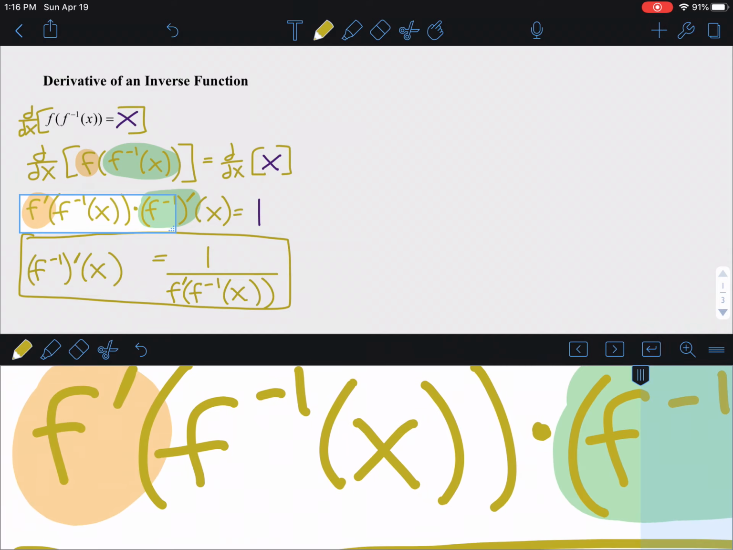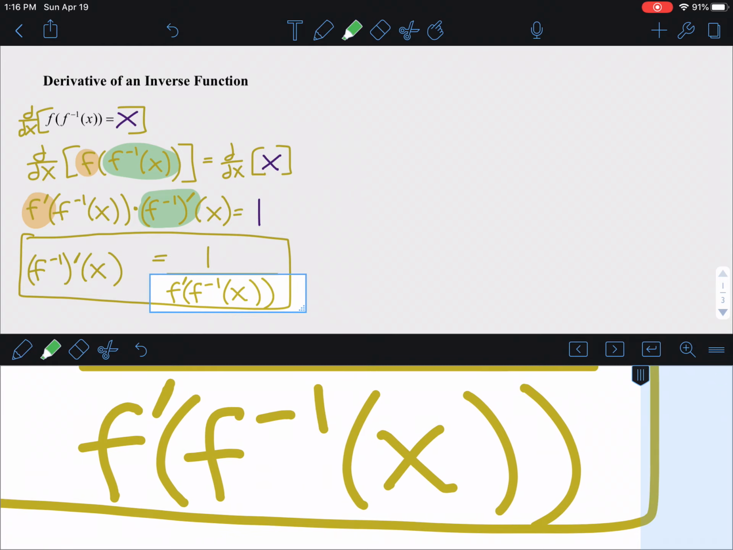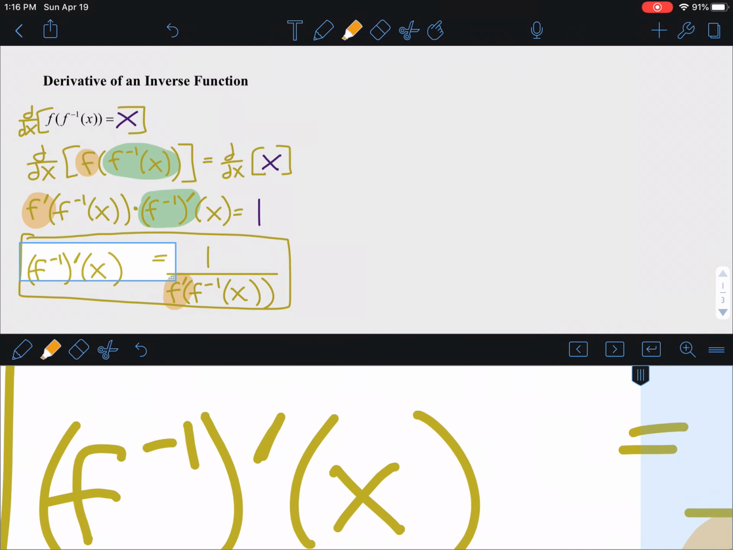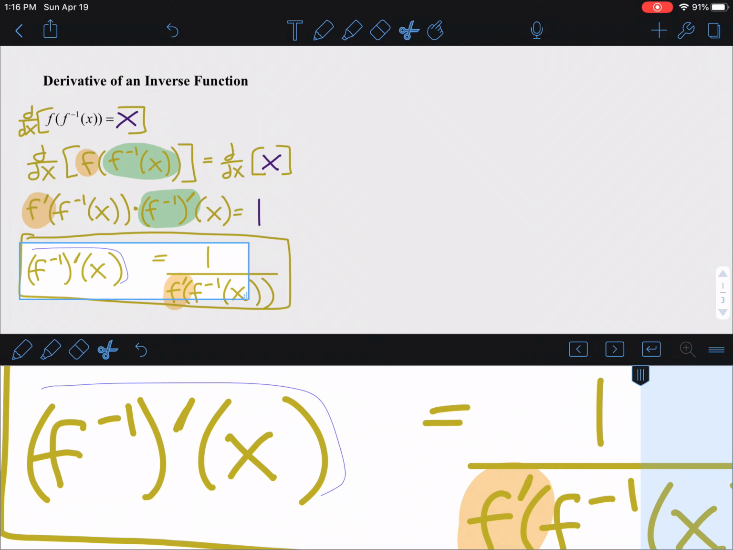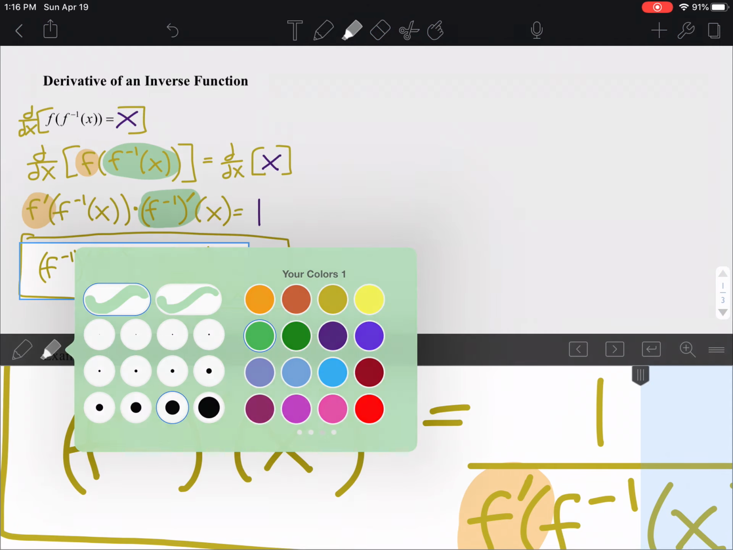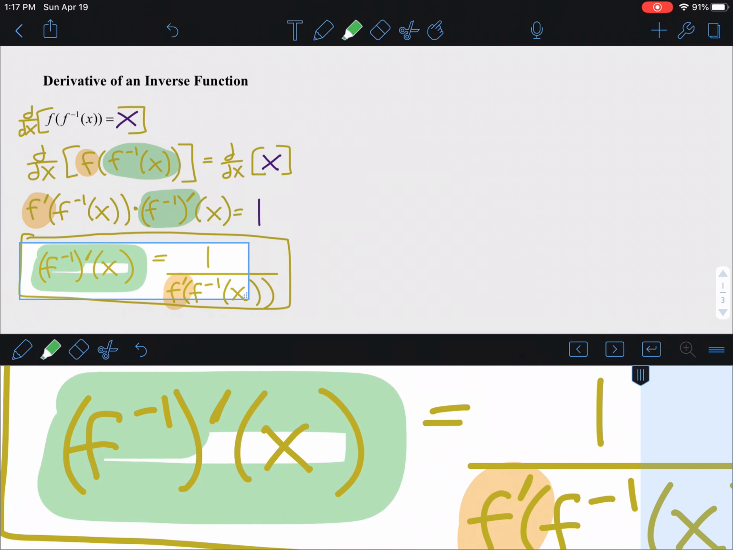So my orange function here, my f prime, gets divided over to the right-hand side. And the thing that I want to isolate, the thing I want to solve for, is the derivative of my inverse function, which, again, I don't know exactly what the derivative is, so I just call it the prime of f inverse of x, okay?